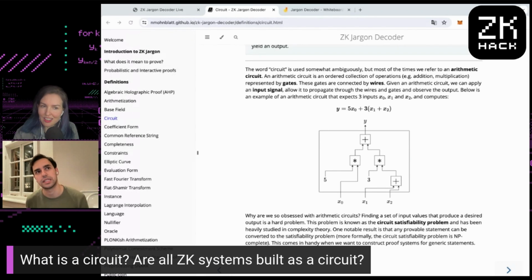One example is, if people have heard of Schnorr signatures, those are actually based on the non-interactive version of a ZK protocol that we call the Schnorr identification protocol. And that thing doesn't use circuits, for example.